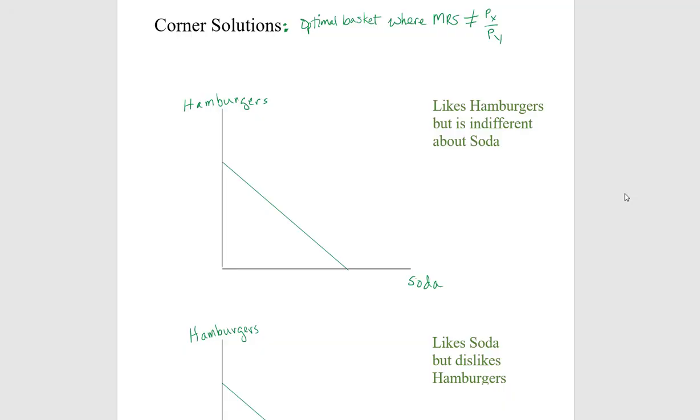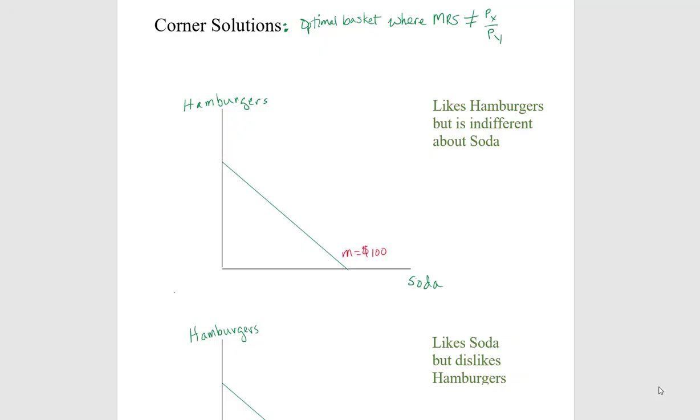So I've got a couple of examples for us to play with here. Suppose that somebody likes hamburgers, but is indifferent about soda. I've drawn our budget line in here. Suppose this is an income of $100, and they're going to spend this on soda and hamburgers. We want to think about what the indifference curves or utility curves would look like in this case.